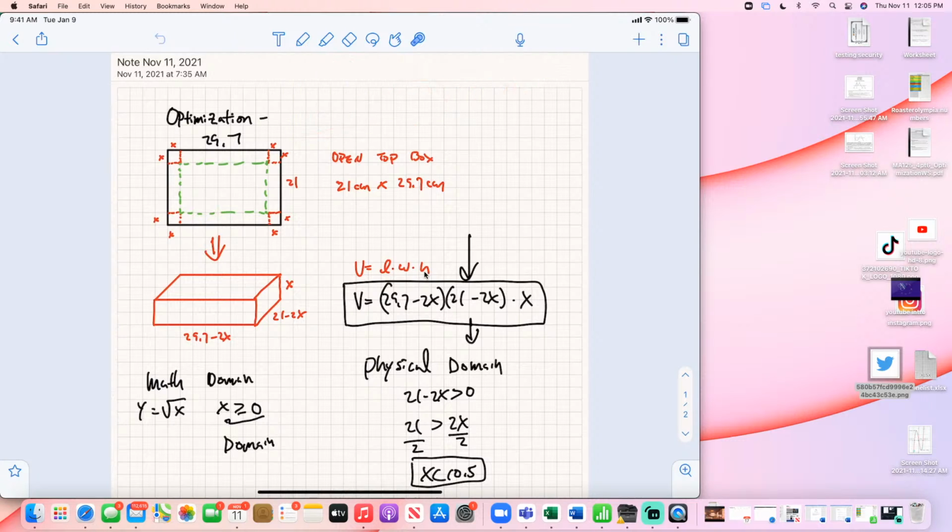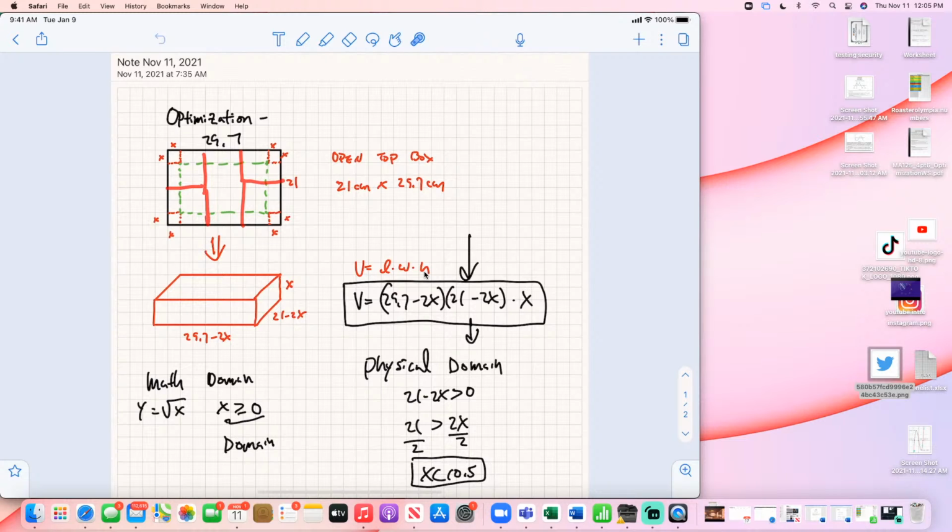In this case, the limiting reagent is going to be 21. So 21 minus 2x has to be greater than 0. And then you solve for that: x has to be less than 10.5. And you say, does that make sense? What happens if I cut 10.5? The paper is going to be like this. I cut off completely on this side, and I cut off completely on this side. And you cannot form an open top box.